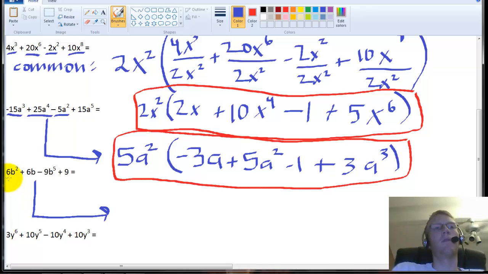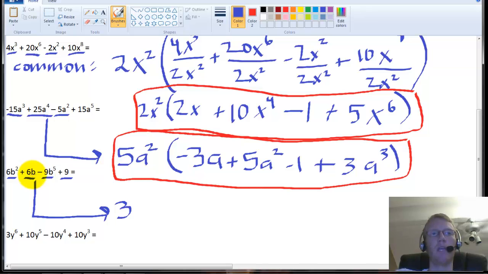I've got 6b squared, 6b, negative 9b to the fifth, and 9. So what do they have in common? First, look at the numbers. You should be noticing a pattern where every time we do something, first we look at the numbers, then we look at the variables. A 6, a 6, a 9, and a 9. What's the biggest thing that those all have in common? What's the greatest common factor? They all have a 3 in common. Okay. Now look at the variables.